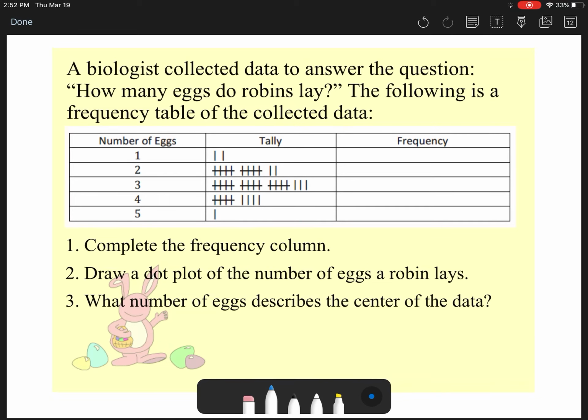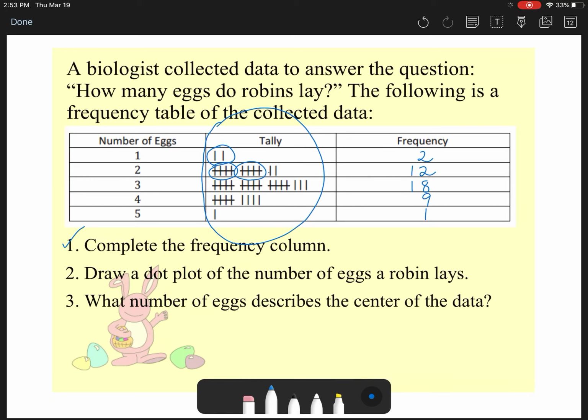Step 1, complete the frequency column. Now, the numbers that we're going to use for the frequency column, we're just getting from the tally. All we're going to do is take these and rewrite them in numerical form. The number of robins that lay only 1 egg, that would be 2. For 2 eggs, we have 12. For 3 eggs, we have 18. For 4 eggs, we have 9. And for 5, we have 1. So we just completed the frequency column.